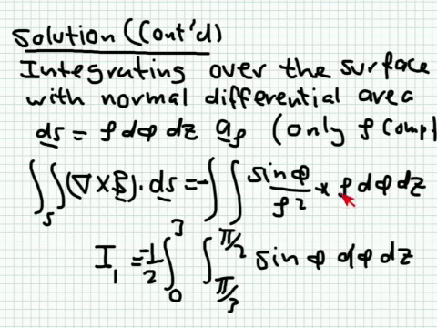Remember that rho is a constant. Rho is equal to 2, so rho will cancel with rho squared. You are left with only one rho in the denominator, so this will give you 2 here. So you are integrating sine phi between pi over 3 to pi over 2. You are integrating z between 0 and 3 to cover the whole area of that cylindrical strip.